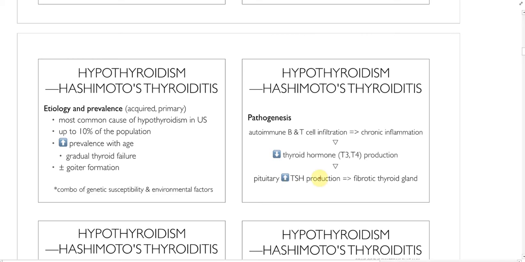So we don't have enough T3, T4 in this situation. It's decreasing in production. And so the pituitary is going to ramp up TSH, and it's going to be chronically elevated until we have something telling it, hey, we have enough T3, T4. That increased TSH production is going to put the thyroid gland under stress and work, but it's not going to make the thyroid gland actually produce anything, because the thyroid gland has autoimmune infiltration and inflammation going on, and so we're going to end up having the thyroid gland become fibrotic.